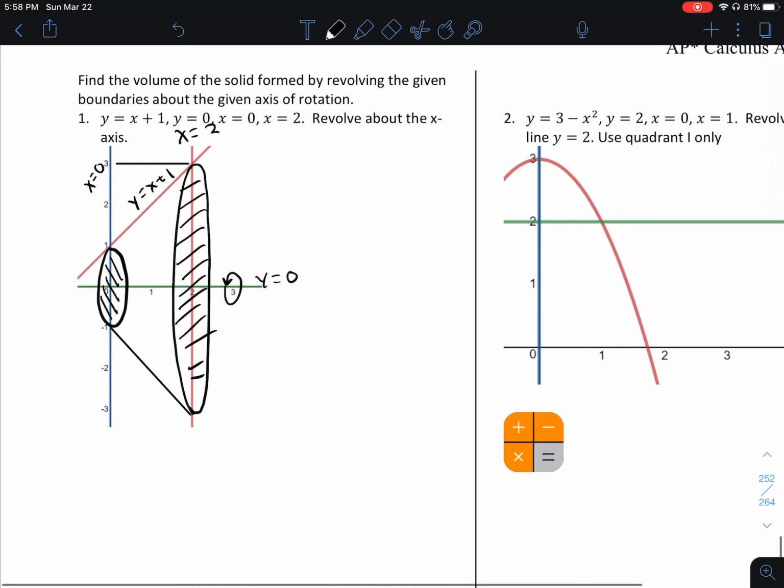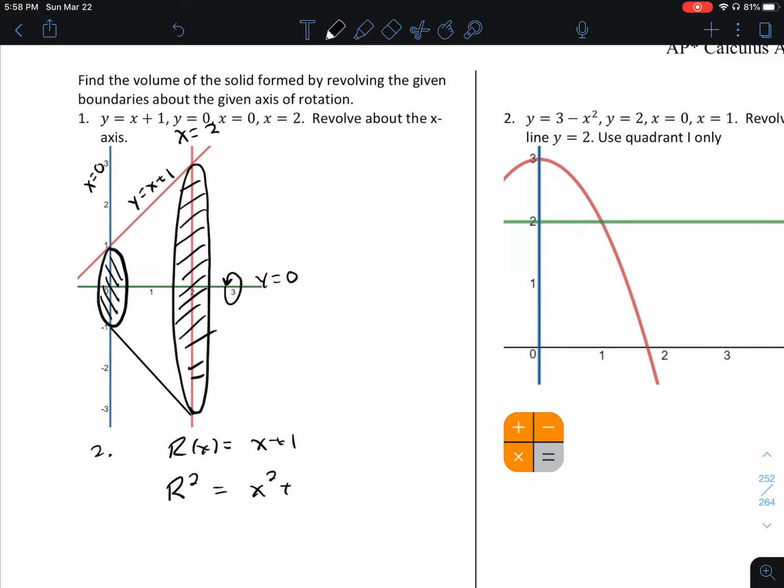Step 1 is to put this stuff into the drawing, show the three-dimensional shape that it would be. Step 2, figure out what r squared is. Well, r is going to be the distance from the x-axis, that's where we're rotating it around, to this line. That's the line that's being rotated. This line is x plus 1. So r of x, this is step 2, is x plus 1. That makes r squared. If we square that, we're going to get x squared plus 2x plus 1.